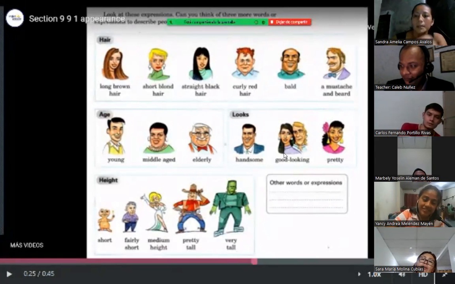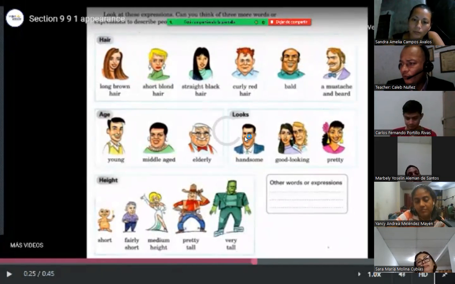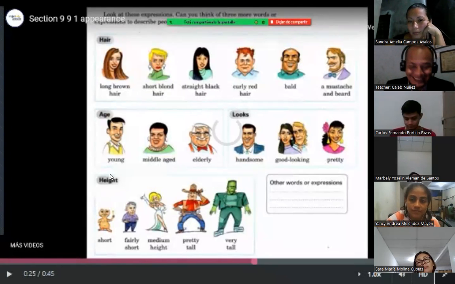They are good looking. No cambia nada. Good looking is for both men and women, en plural, en singular. Yes, todos estos no cambian porque son adjectives. Sean plurals o singulars, no haces cambio porque son adjectives. The verb changed. The verb is different. The nouns are different.